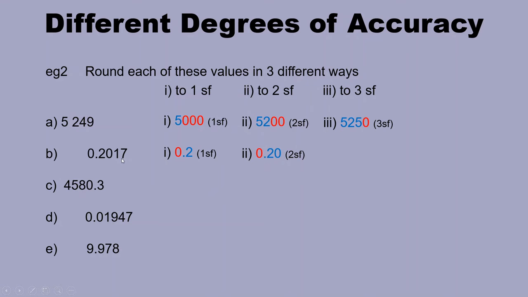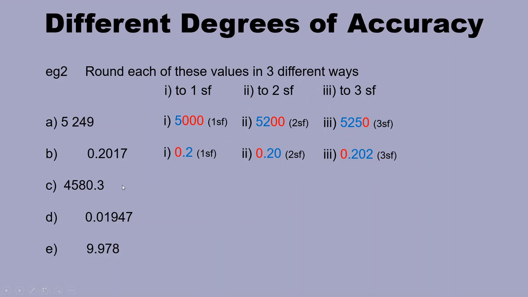So three significant figures, that would be the 2, the 0, and the 1. But the 1 has a 7 after it. 7 is 5 or higher, so that's going to round this up to a 2. So that's 0.202. Again, a leading 0, which is not significant, but this 0 that's between two significant figures is significant. So three significant figures, 202 thousandths.